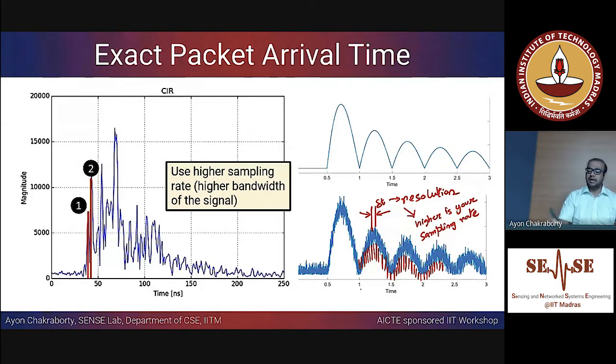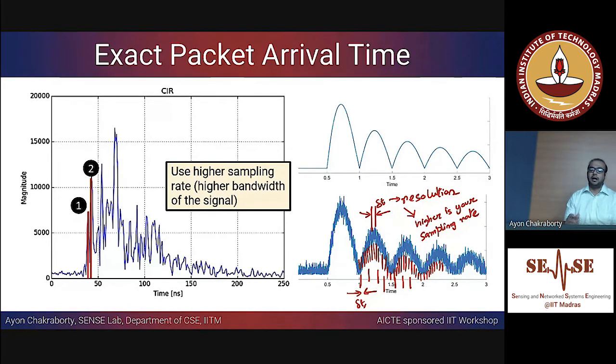Okay, if you have a lower sample rate, let's say you collect data like this, which basically means your delta t is now higher, which means that you are going to have a poorer resolution. It is not going to be in nanoseconds, maybe it is like tens of nanoseconds. Okay, so everything depends on the sampling rate, and that basically means what is the bandwidth of the signal.